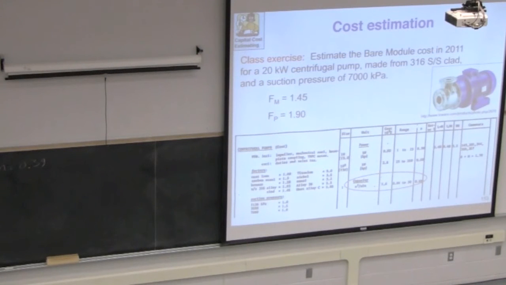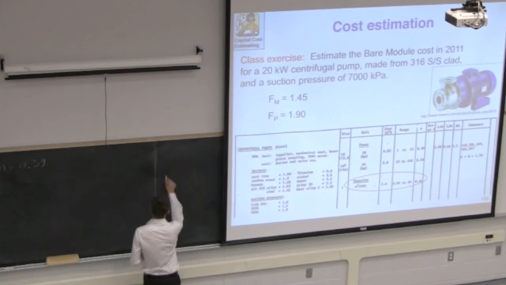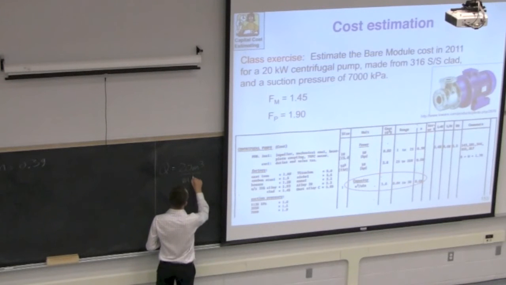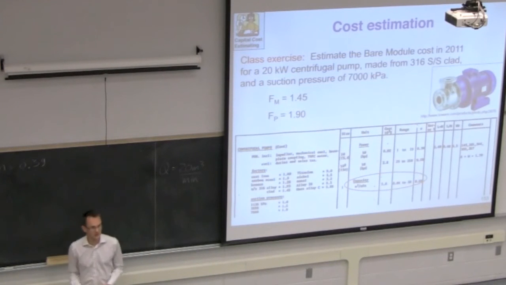Let's take a look. Let's say we know in our company that this unit also needs to be capable of pumping at 20 meters cubed per minute. So if we had that additional information, so Q is 20 meters cubed per minute, is the maximum flow rate that this pump needs to also deliver. Is that going to alter the work you've done so far?